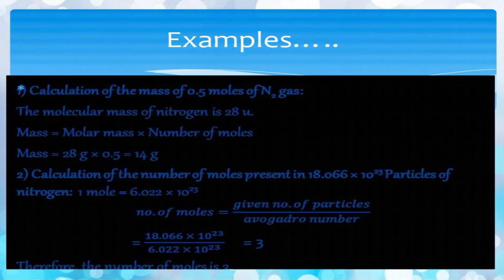Calculation of the number of moles present in 18.066 into 10 to the power 23 particles of nitrogen, given that 1 mole is equal to 6.022 into 10 to the power 23. Number of moles is given by the number of particles divided by the Avogadro number. The given number of particles is 18.066 into 10 to the power 23, divided by the Avogadro number, and you get the answer 3. Therefore the number of moles is 3.